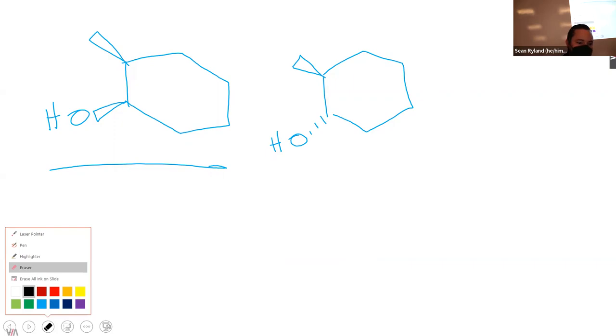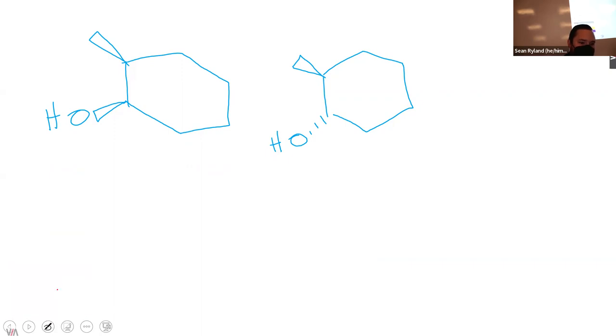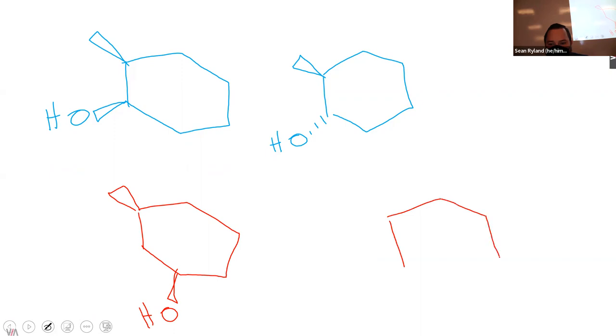Let's see, and then the other possible isomers, we have the same two possibilities, just with our new OH group being on carbon 3 relative to the methyl versus carbon 2 relative to the methyl.